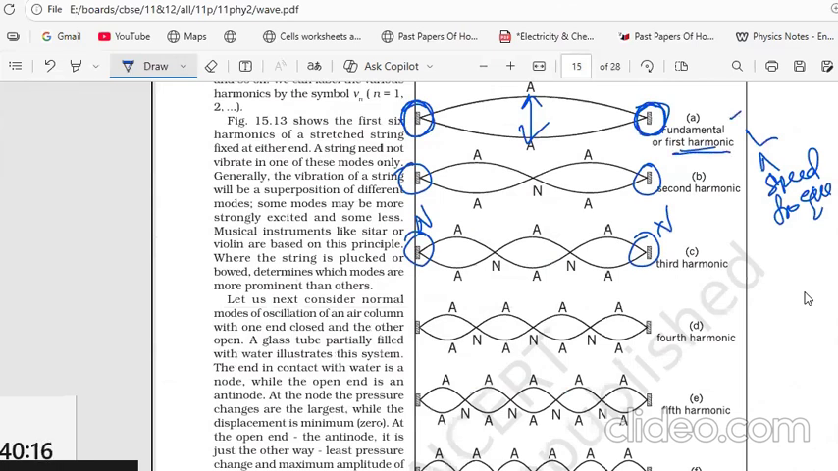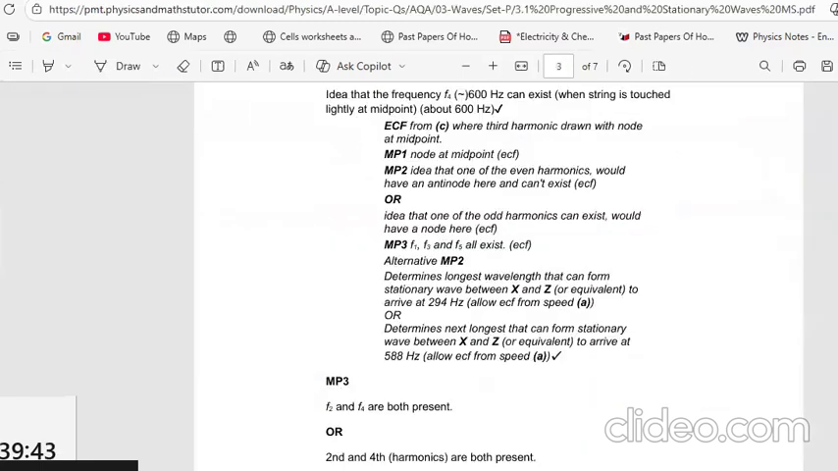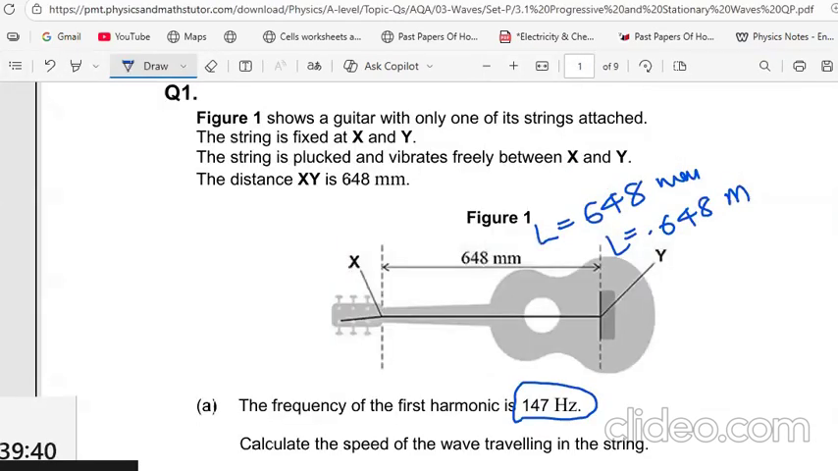Now at this point, what will happen? N is 1. So that means lambda is 2L and frequency is 1 into the speed over 2L. Now the speed is also constant, the length is also constant. So we can just put 1 here and keep this as a constant. So the second frequency will be twice of this, the third harmonic will be thrice of this. That's what he's asking us. He's asking me the speed.